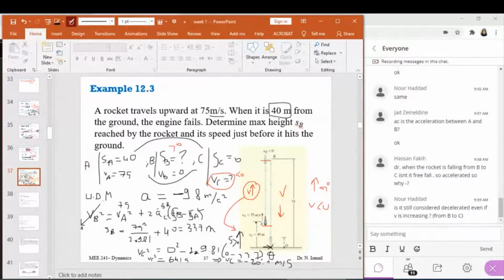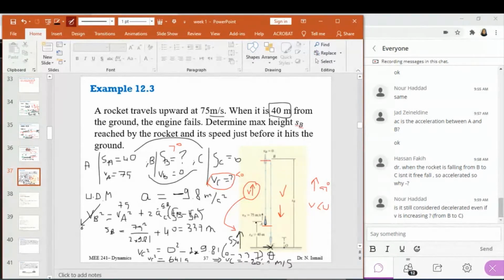I know that A is equal to gravity. And I know that since the gravity is 9.81, then A should be 9.81. But in fact, the gravity is in the negative direction with respect to S. S is positive upward. So since S is positive upward, then the gravity is minus 9.81, and then A is equal to minus 9.81. Okay, guys?